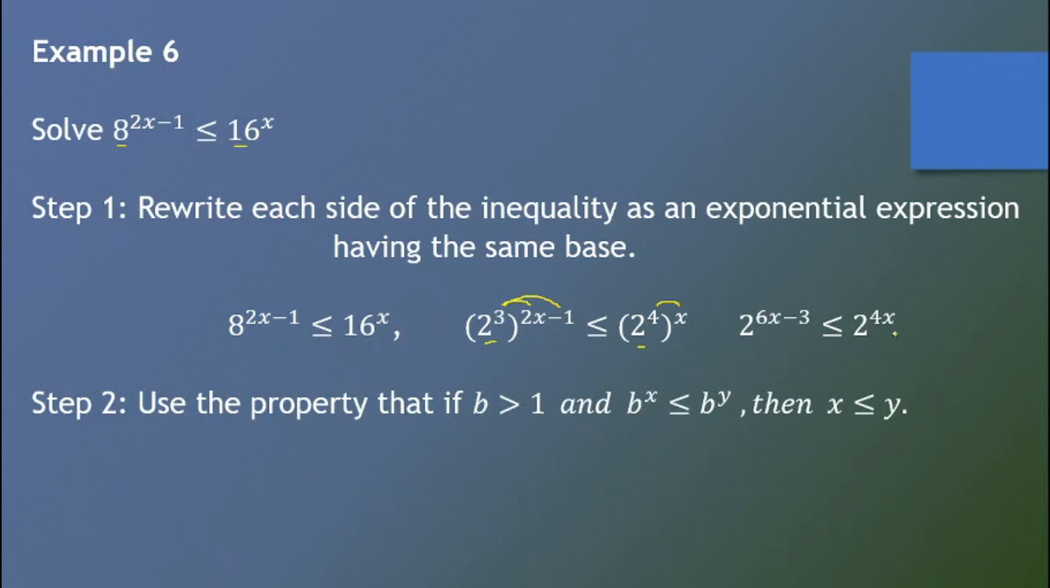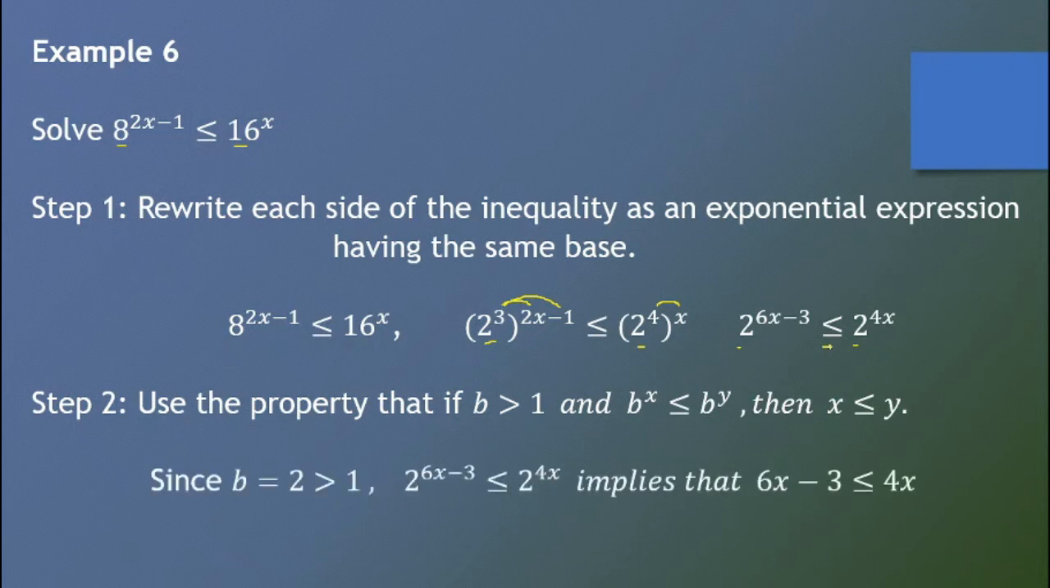Next, use the property that if base is greater than 1 and b raised to x is less than or equal to b raised to y, then x is less than or equal to y. So, dahil same na yung bases natin, kukunin na lang si exponent and then copy the symbol. So, meron tayong 6x minus 3 less than or equal 4x.